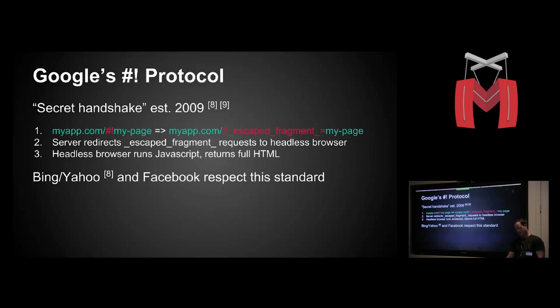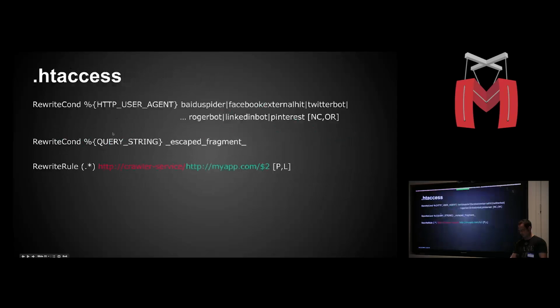And now we get to some really interesting details. I really don't want to spend too much time on these details, but Google invented a secret handshake for this exact method of crawling your app in 2009, and it's a little known method of using hash-bang URLs.